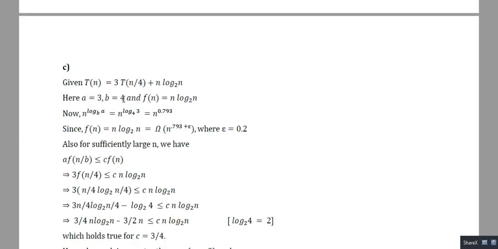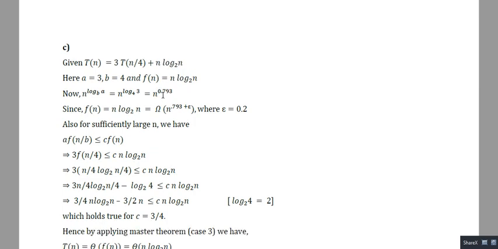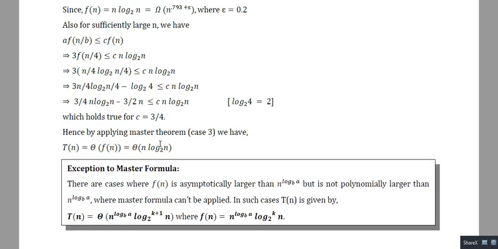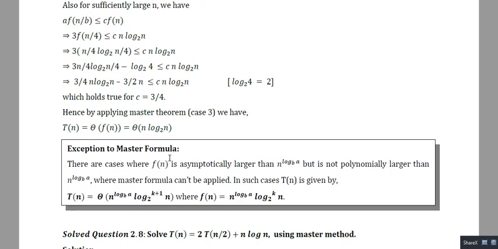So let us take one more example. Here clearly the value of a is 3 and b is 4. So we can write n power log 3 base 4, and this value will be less than 1. It will be n power something around 0.793, and this particular value is higher than the other one. So we will say T(n) is equal to theta of f(n). So you just go through all this calculation and go in depth of the formula I have written with all conditions, everything.